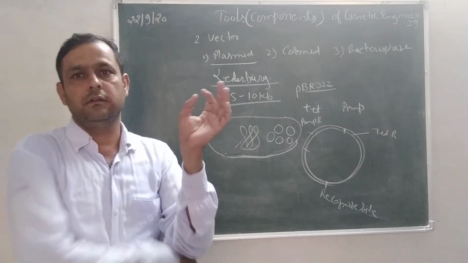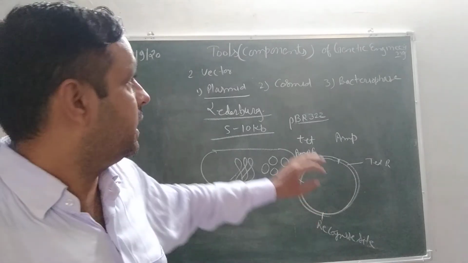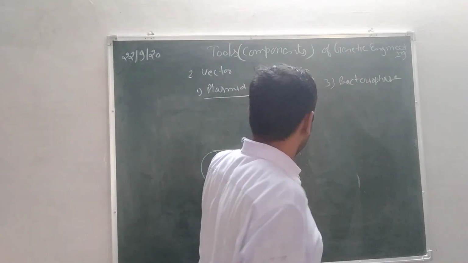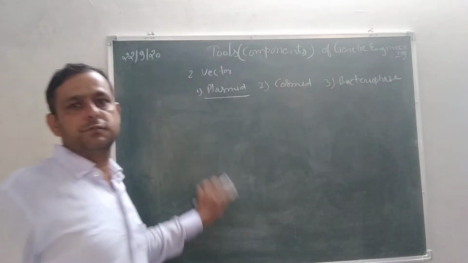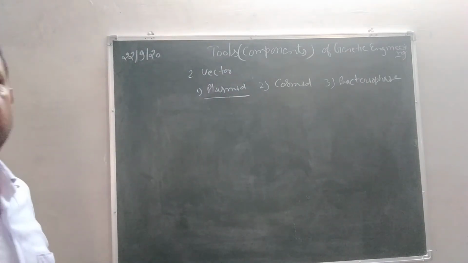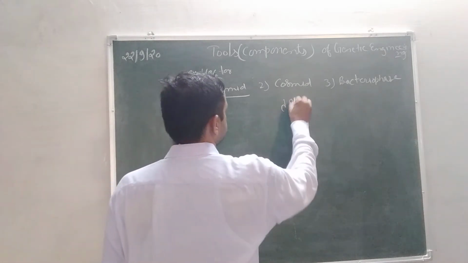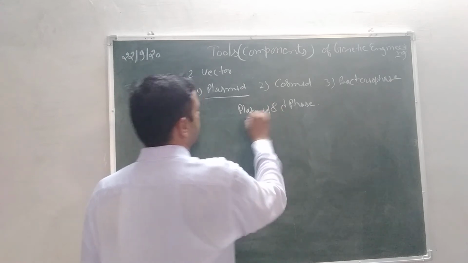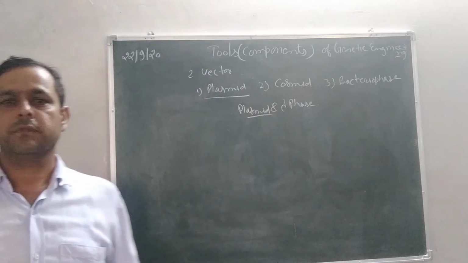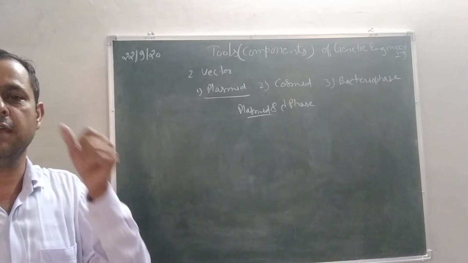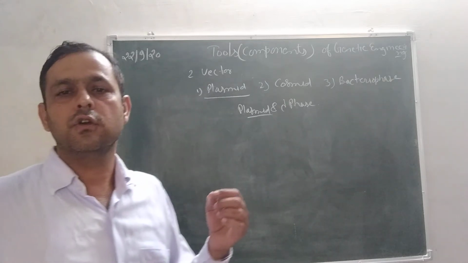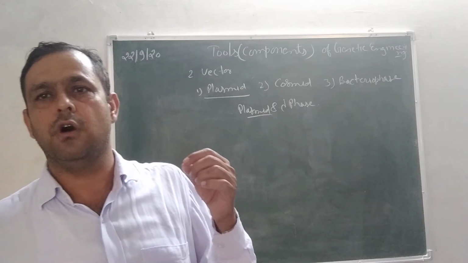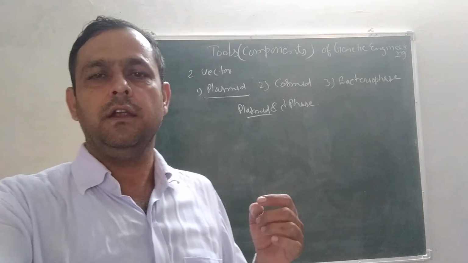Now the second vector is cosmid. Cosmid is a hybrid of plasmid and lambda phage. Lambda phage is a bacteriophage, so it is a hybrid of plasmid and lambda phage. It was developed by Barbara Hohn and John Collins, the scientists who discovered it.